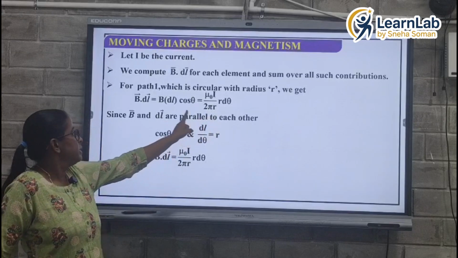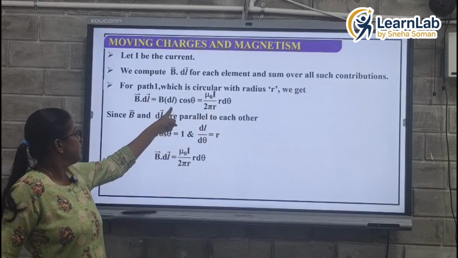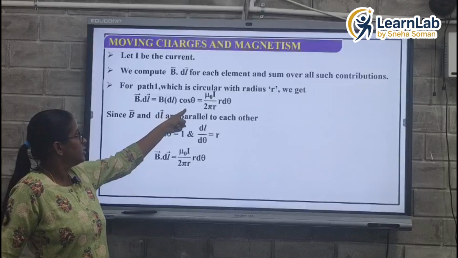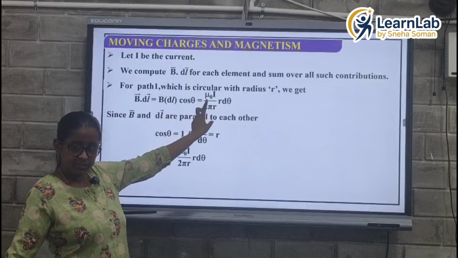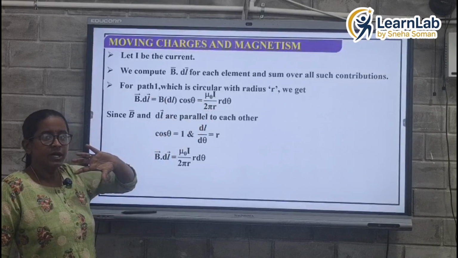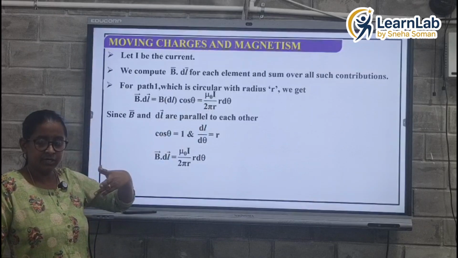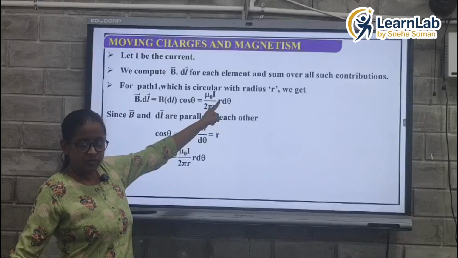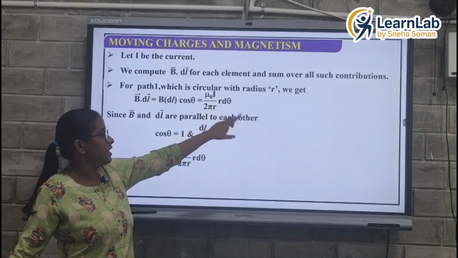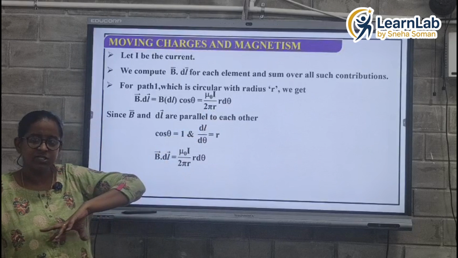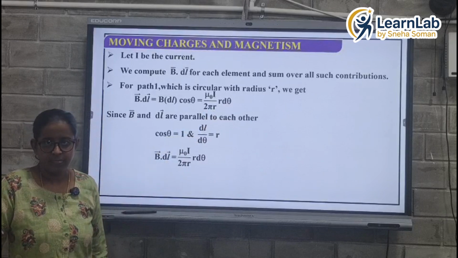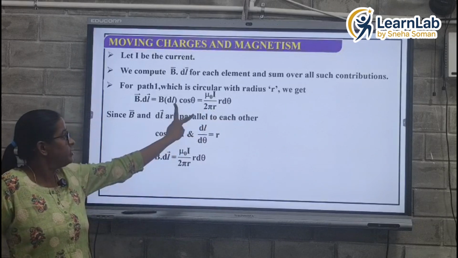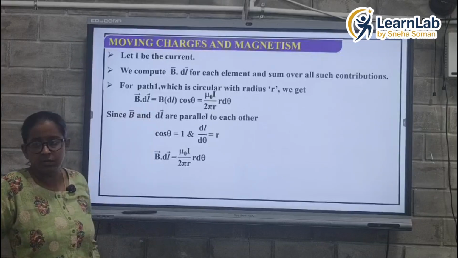Remember in the previous derivations we did with B dl cos theta, and we found this. If it is in radians, taking an angle theta, this will become only r d theta. So here we are adding d theta because we are considering an angle also. We are comparing those two equations with B dl.